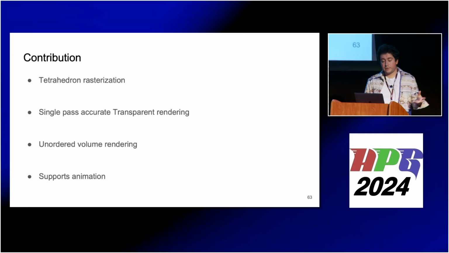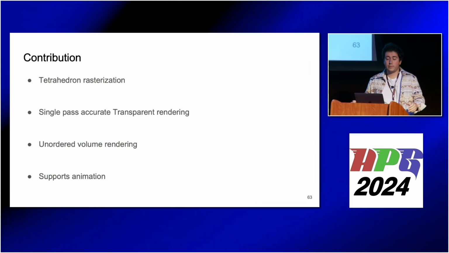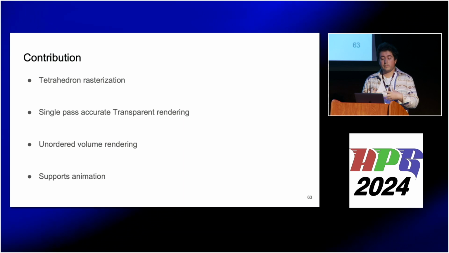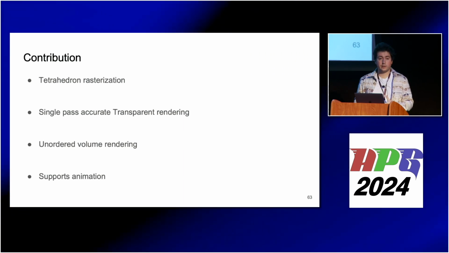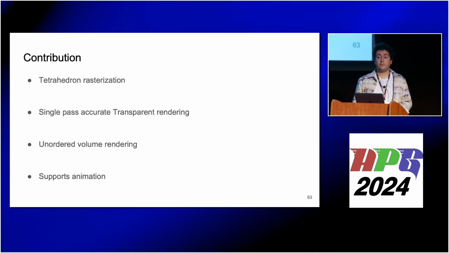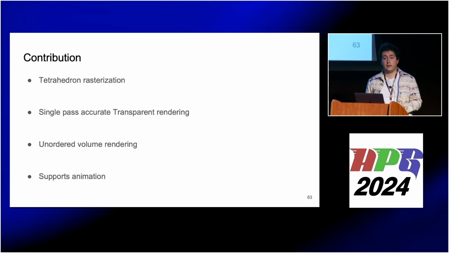So finally, if we summarize, we proposed a tetrahedron rasterization method that can do single pass accurate transparent rendering. It can also be used for unordered volume rendering that supports animation without needing to reconstruct any acceleration structure.